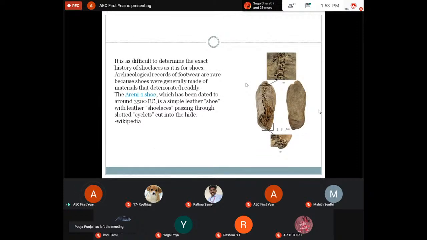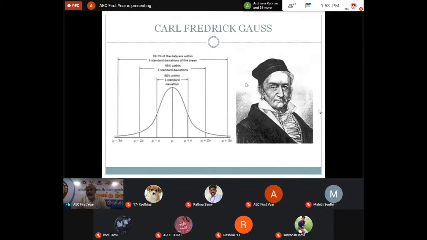Okay, now what is the oldest shoe record we have of tying laces? It is called the Areni-1 shoe. In 3500 BC, we have proof that this kind of leather shoe had been tied like this. It is difficult to determine the exact history of shoelaces, because archaeological records of footwear are very rare, as shoes were generally made of materials that deteriorate readily. But in 3500 BC, a sample leather shoe has come up. Okay, that's history.